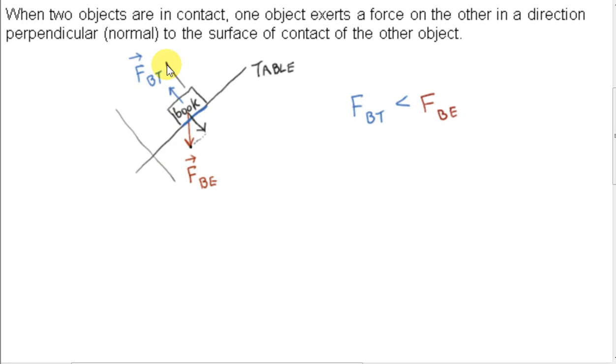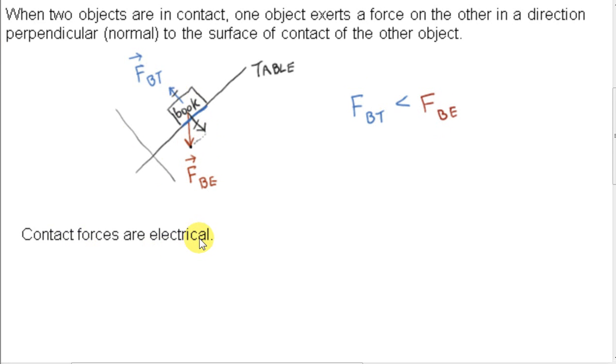So the book is not accelerating in this direction for sure, and is certainly not accelerating in a direction perpendicular to the table. So the component of the resultant force in a direction perpendicular to the table is zero. So in other words, the magnitude of this force must equal the magnitude of this force here for them to cancel each other out. But since this force is smaller in magnitude than FBE, then it must be the case that FBT is smaller in magnitude than FBE.